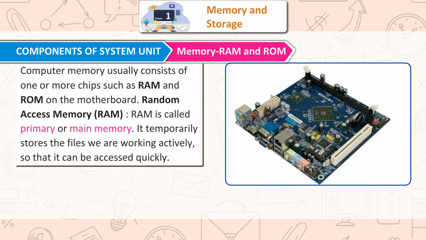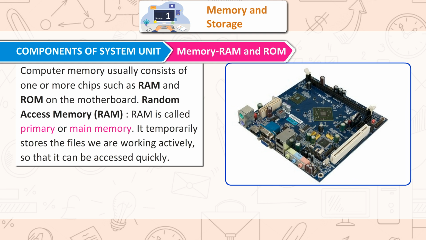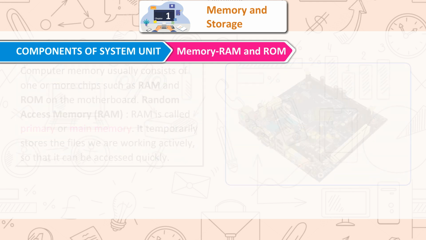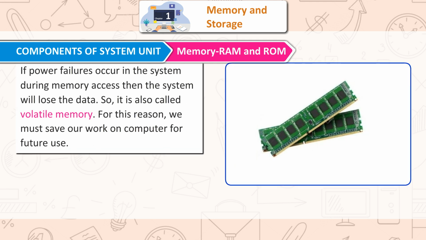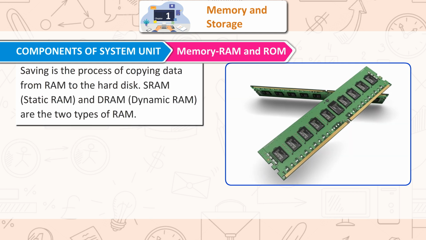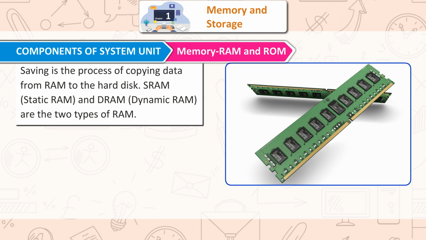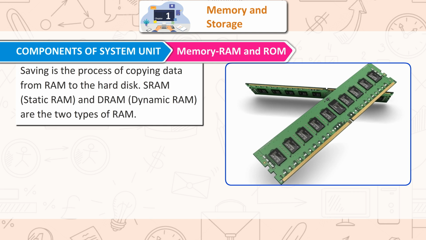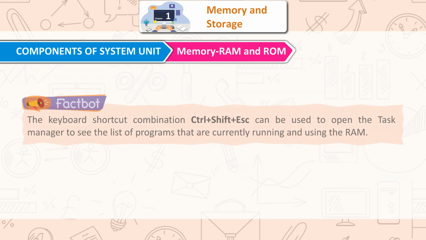Random access memory, RAM. RAM is called primary or main memory. It temporarily stores the files we are working actively on so that it can be accessed quickly. If power failures occur in the system during memory access, then the system will lose the data. So it is also called volatile memory. For this reason, we must save our work on computer for future use. Saving is the process of copying data from RAM to the hard disk. SRAM, static RAM, and DRAM, dynamic RAM, are the two types of RAM.